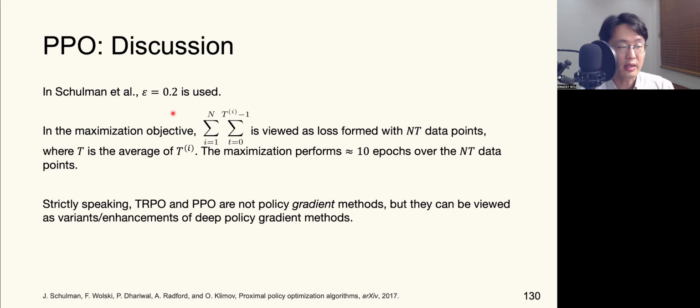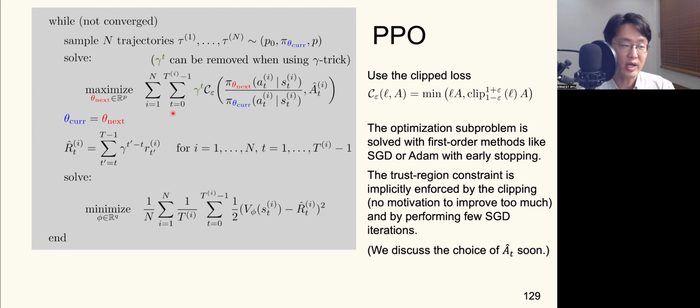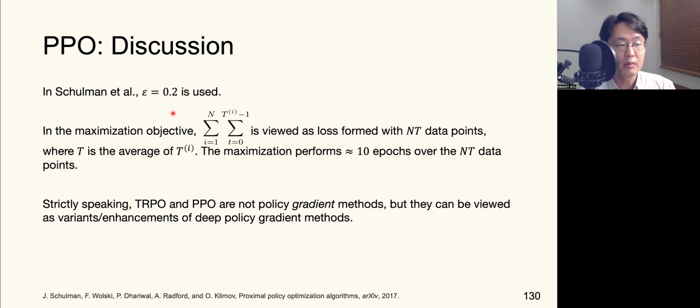Strictly speaking, TRPO and PPO are not policy gradient methods because, if you look at the objective, it is designed as an improvement beyond the policy gradient method, the A3C method, but it doesn't explicitly involve a gradient. But nevertheless, I think it's reasonable to consider TRPO and PPO as variants or enhancements of the deep policy gradient methods.